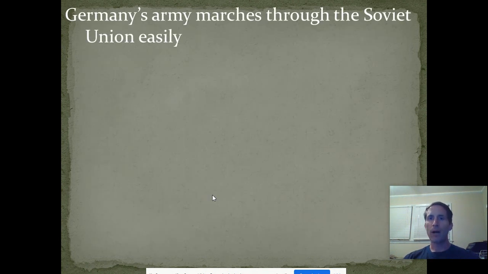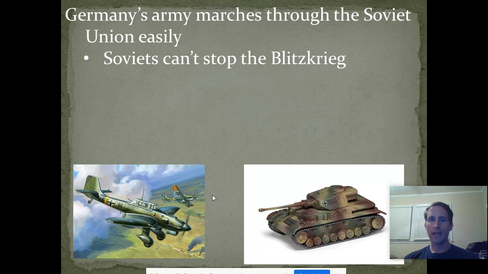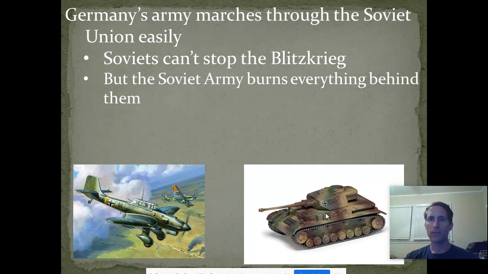And Germany's army is going to march through the Soviet Union pretty easily. The Soviets can't stop the Blitzkrieg. Remember, we learned about that last class where it's called lightning warfare, where they move super fast through the enemy's lines using things like these dive bombers, which you'll read about today. They're a type of airplane that swoops in, down, and drops bombs on the enemy. Also, a little bit about the tanks. They had these huge tanks called the Tiger tanks. They called other tanks Panzers, and they were a lot better than the enemy's, the Soviet Union's.